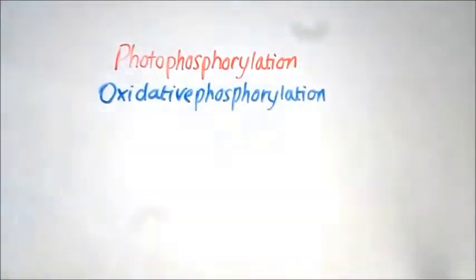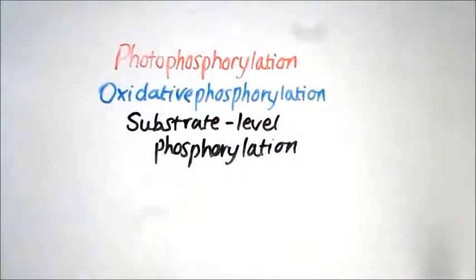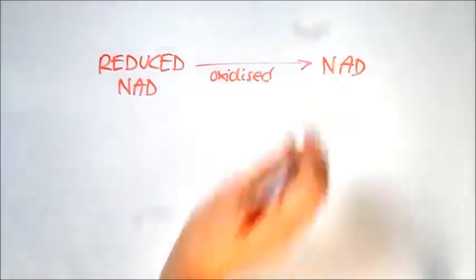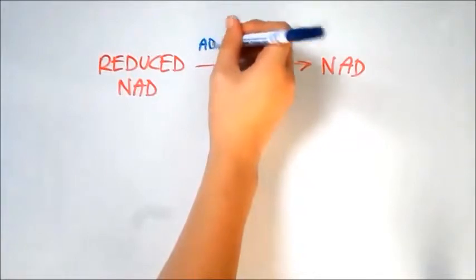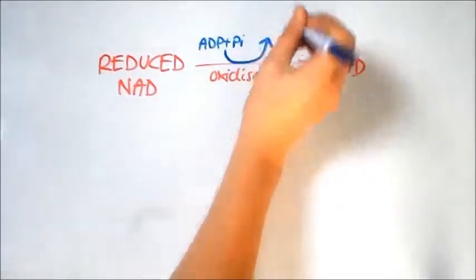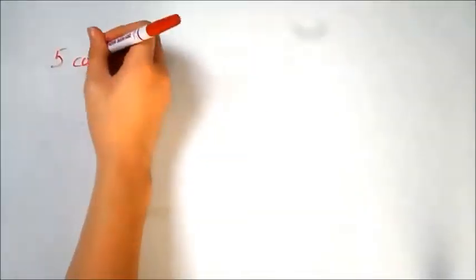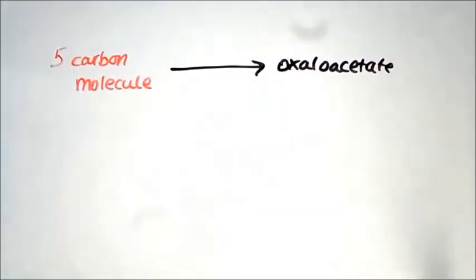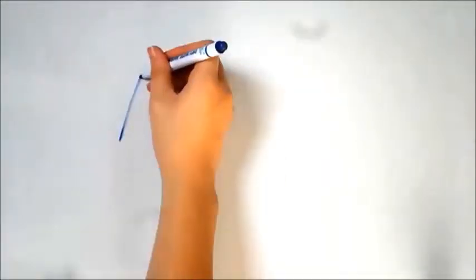The synthesis of ATP can occur in 3 ways: photophosphorylation, oxidative phosphorylation, and substrate-level phosphorylation. Photophosphorylation occurs in photosynthesis in plants. Oxidative phosphorylation occurs when ATP is synthesized when something is oxidized, for example, when reduced NAD is oxidized during the electron transport chain. Substrate-level phosphorylation is when phosphate groups are transferred from a donor molecule to ADP to synthesize ATP, for example in the Krebs cycle.